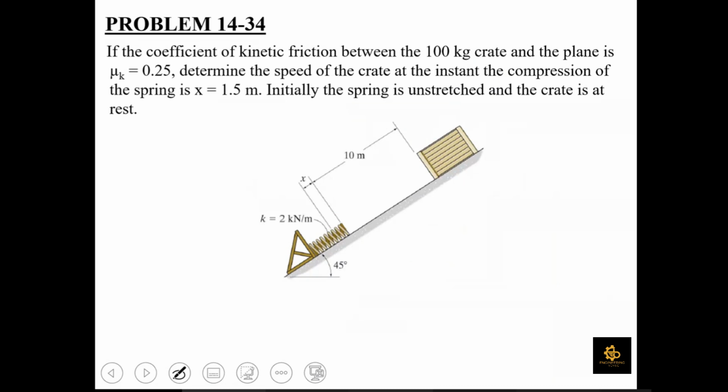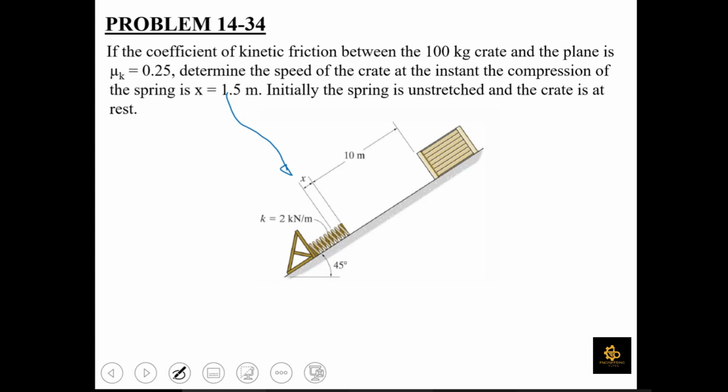If the coefficient of kinetic friction between the 100 kg crate and the inclined plane is 0.25, it means that you have a rough inclined plane, so you need to include friction as well here. You need to determine the speed of this crate at the instant the compression of the spring becomes x equal to 1.5 meters. Initially, the spring is unstretched and the crate is at rest.